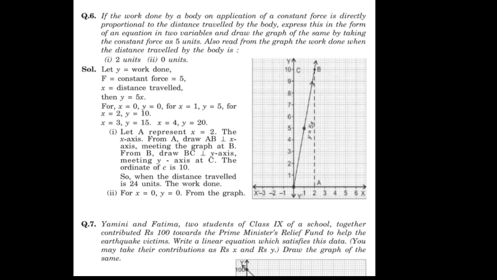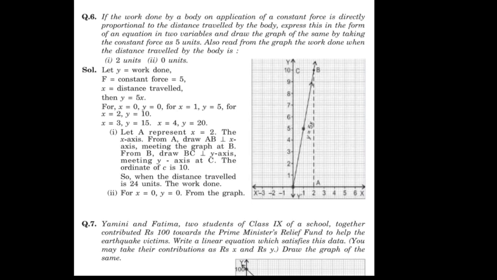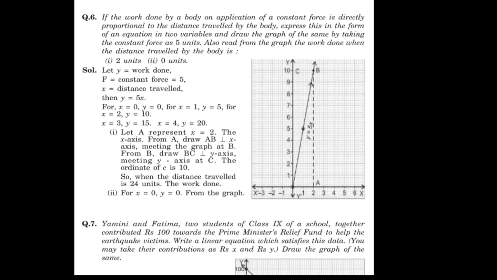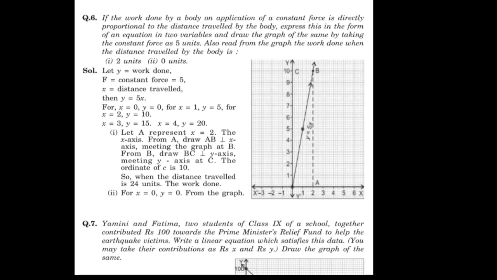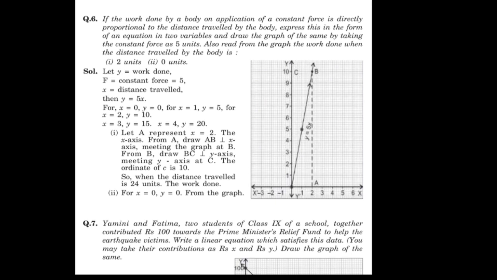If the work done by a body on application of a constant force is directly proportional to the distance travelled by the body, express this in the form of an equation in two variables and also draw the graph of the same by taking the constant force as 5 units, and also read from the graph the work done when the distance travelled by the body is 2 units and 0 units.